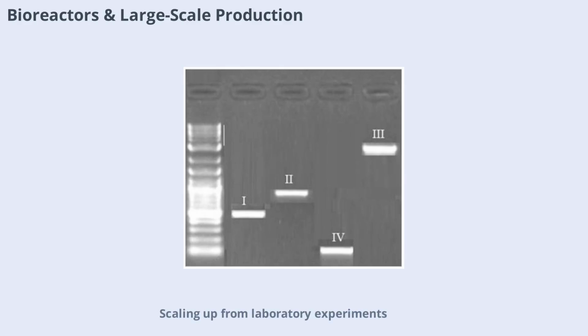Scaling up from laboratory experiments to industrial production requires bioreactors. These specialized vessels provide optimal conditions for the growth of genetically modified organisms and the production of desired products such as proteins or enzymes. Stirred tank bioreactors are commonly used, offering advantages like efficient mixing, oxygen transfer, and temperature control. Operation of a bioreactor involves careful monitoring of parameters to maximize yield and maintain product quality.